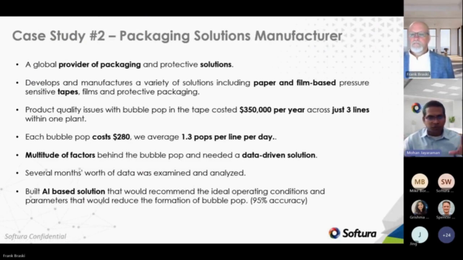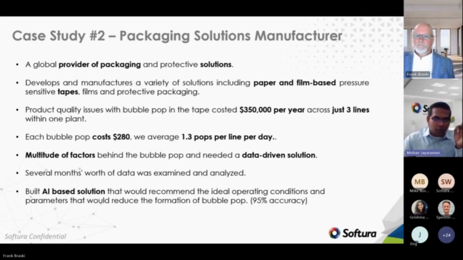When a bubble pop happens, just to put it simply, they have to stop the operation. Somebody has to go up there and tear up the whole thing. It takes around 30-40 minutes for them to restart the line. That is the amount of productivity loss, as much as 1.3 pops per line per day. Just multiply and see the math with it. This is a tangible cost with just the pop, but then there are the indirect costs associated with it, the lost time in manufacturing good parts and so on.